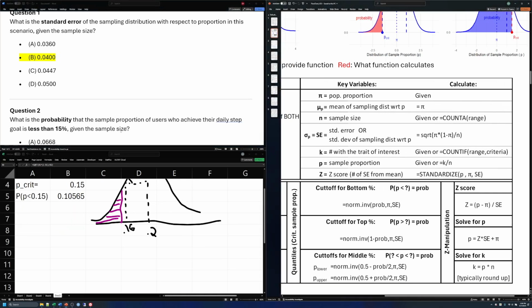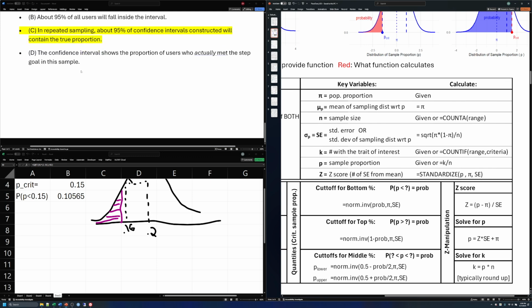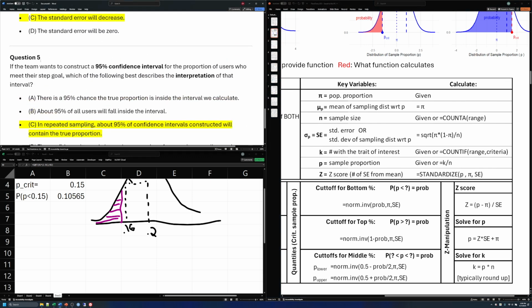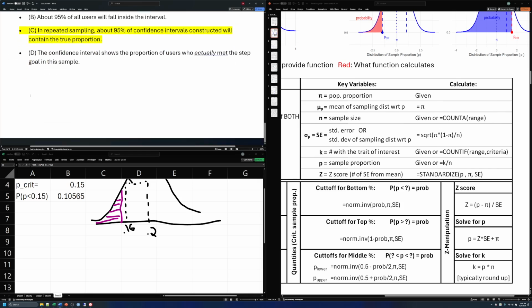So let's do one more. Let me type out one more question real quick. So we'll do question number 6. Suppose we want to know what the top 15% of results would be.